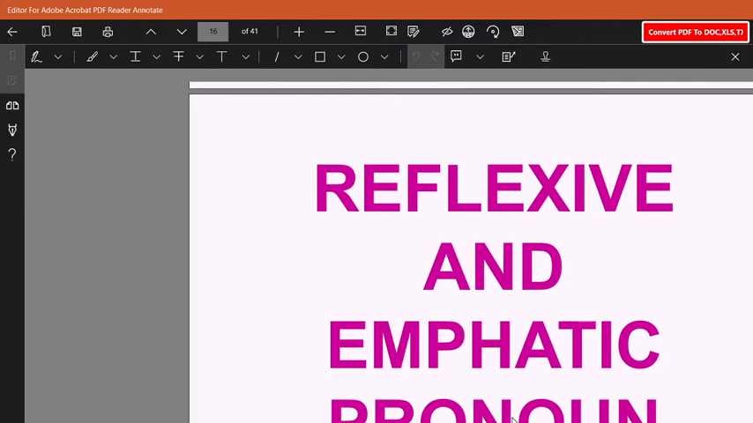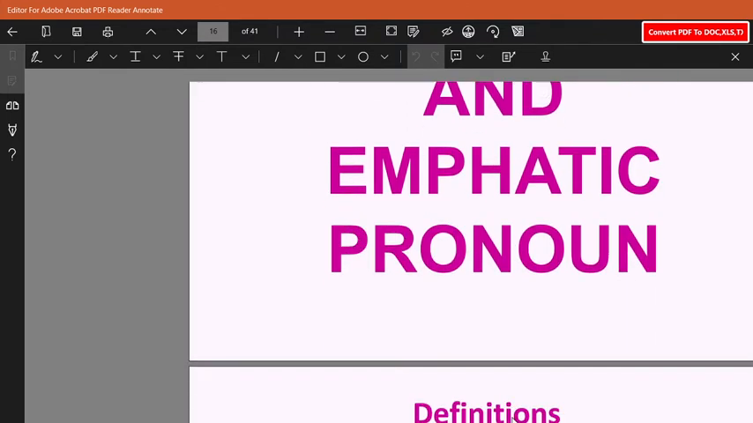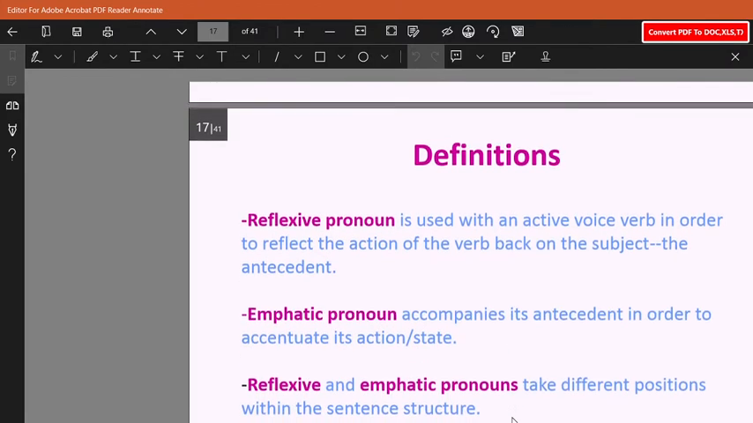So today I will begin right where we left off, that is reflexive and emphatic pronouns, or you can also call them emphasizing pronouns. These are ambiguous, but at the same time very interesting. Regarding this, please note this definition.